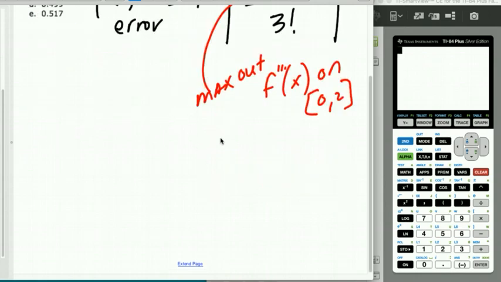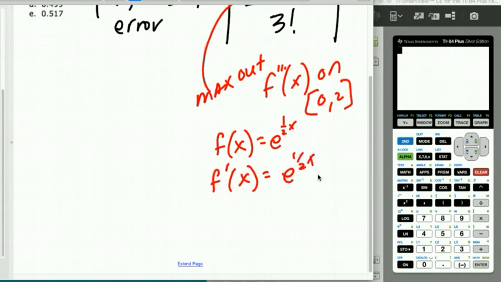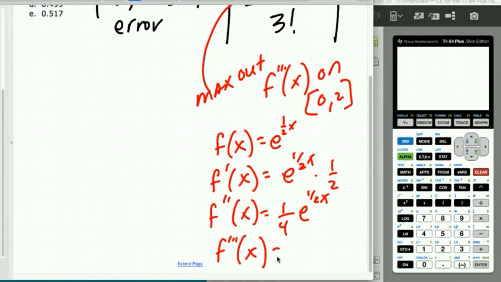So f of x is e to the 1/2 x, which means f prime of x is e to the 1/2 x times a 1/2. There's a coefficient of 1/2. F double prime of x, you're going to multiply by a half again. This is going to be a half times a half, which will be a fourth. When you do the chain rule, you'll end up with a 1/4. And then the triple prime of x, if you do the chain rule again, you're going to get a 1/8. So you're essentially maxing out this on the interval you're given.